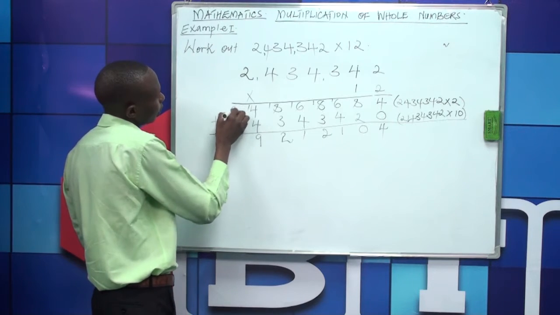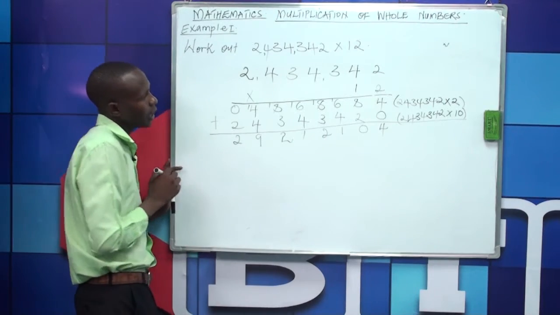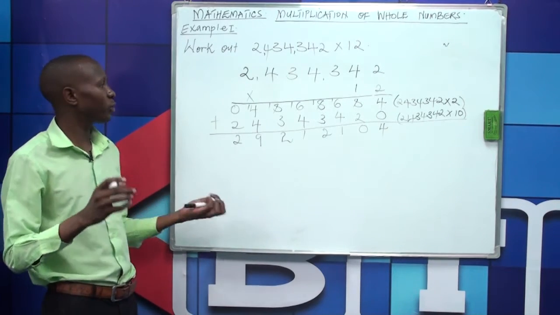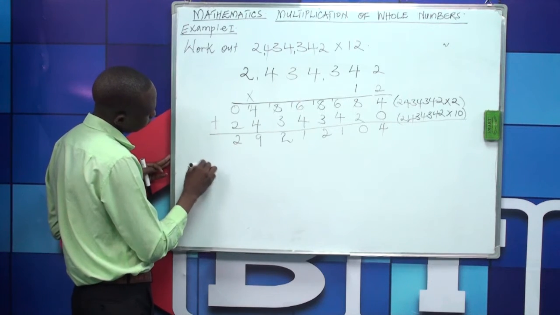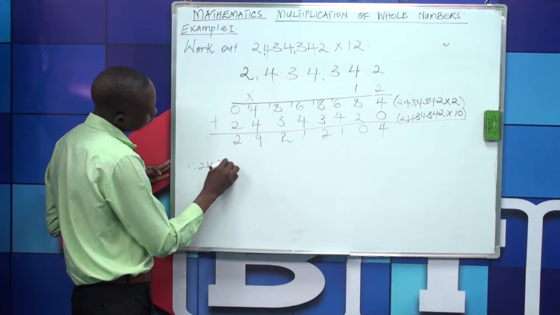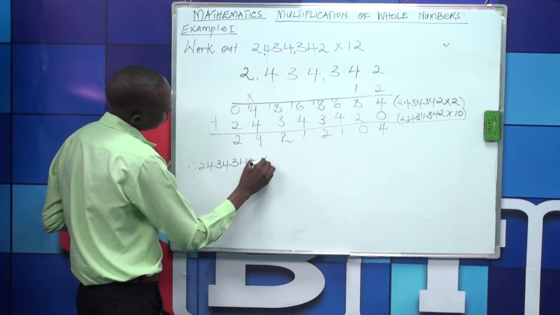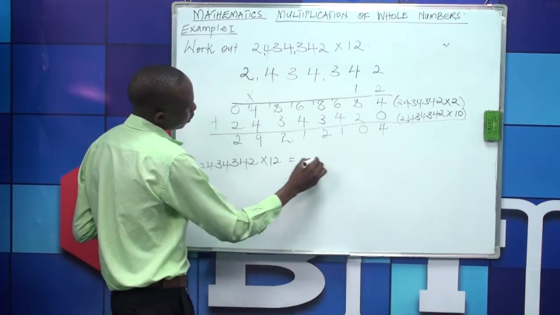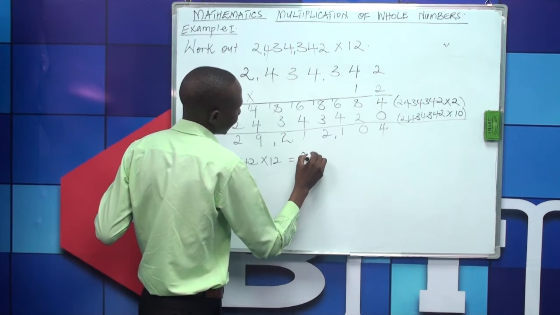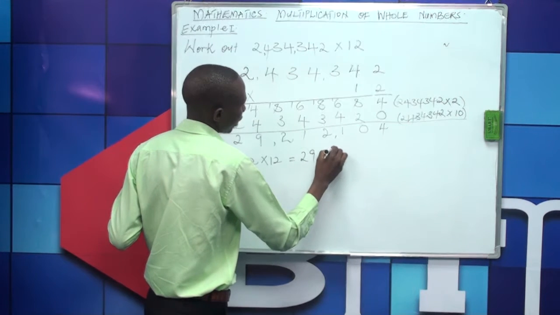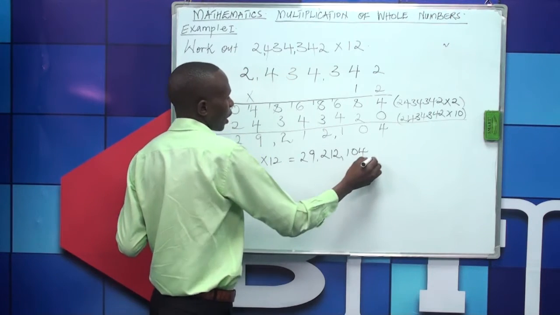Then finally, here we have nothing. So we shall say nothing plus 2, we shall come out with 2. Then lastly, after arranging my number the way it is, I'll come here and say, therefore, 2,434,342 multiplied by 12 will give us, I'll come here and say 1, 2, 3, comma, 1, 2, 3, comma. It will give us 29,212,104. This will be now our product.